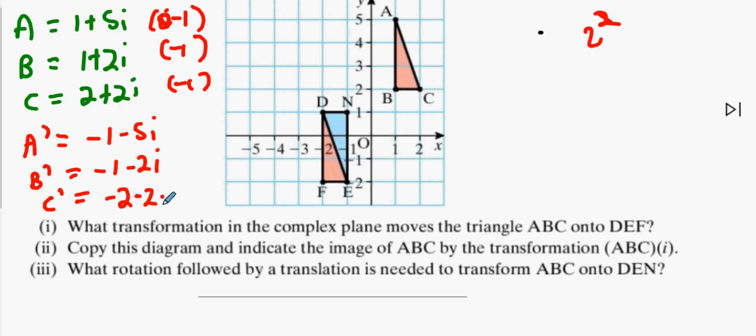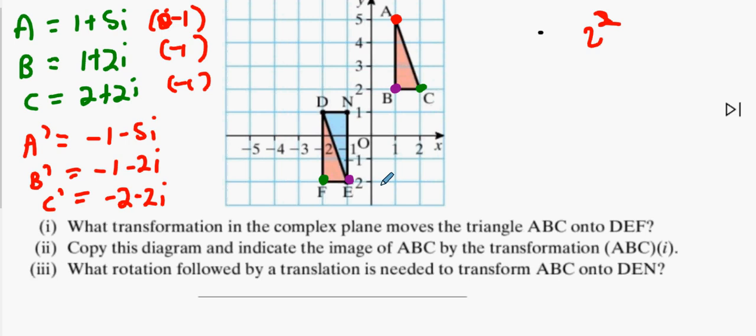Okay. So C ends up at F. Is that right? -2 minus 2. Okay. A ends up at what? Off the screen, isn't it? It's not there yet. Where does B end up? Where? B ends up at E.